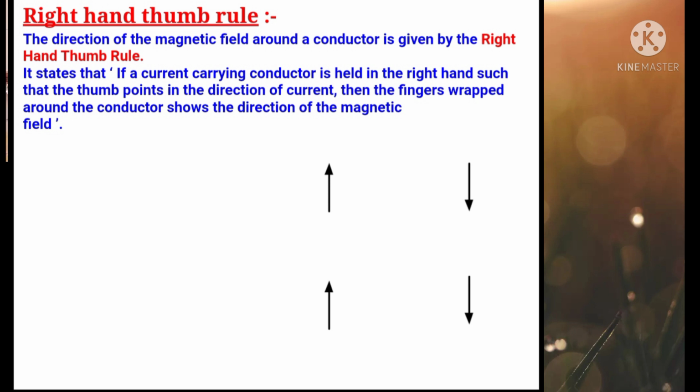The direction of the magnetic field around a conductor is given by the right hand thumb rule. It states that if a current carrying conductor is held in the right hand such that the thumb points in the direction of the current, then the fingers wrapped around the conductor show the direction of the magnetic field. So the magnetic field direction will be shown by the fingers if the current is flowing through a conductor.